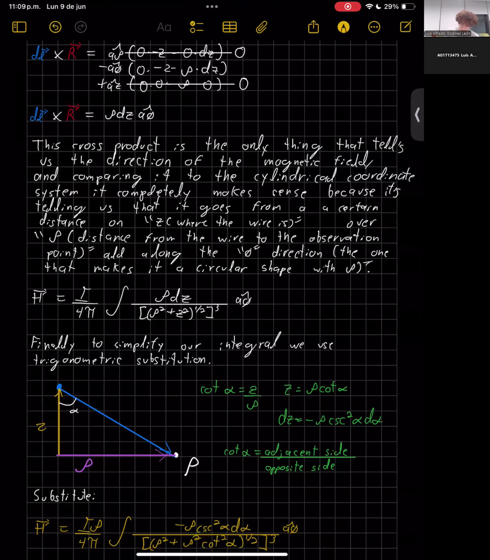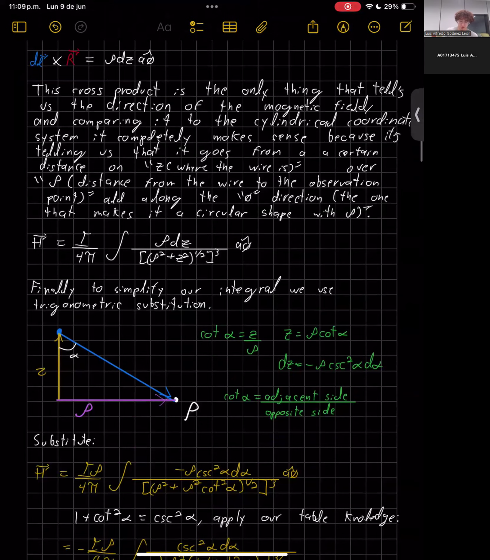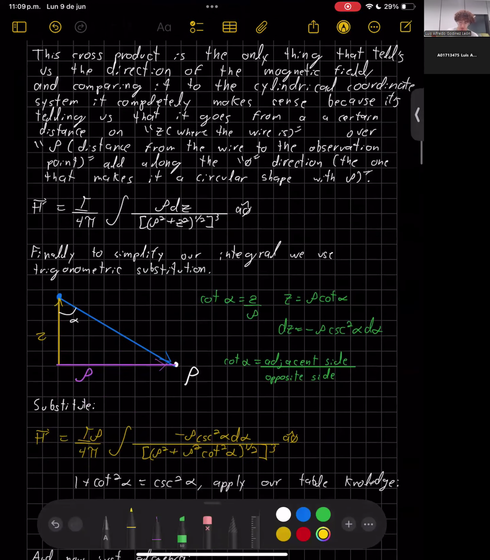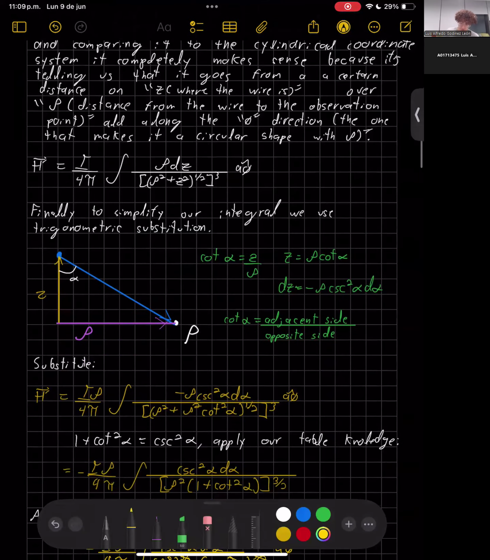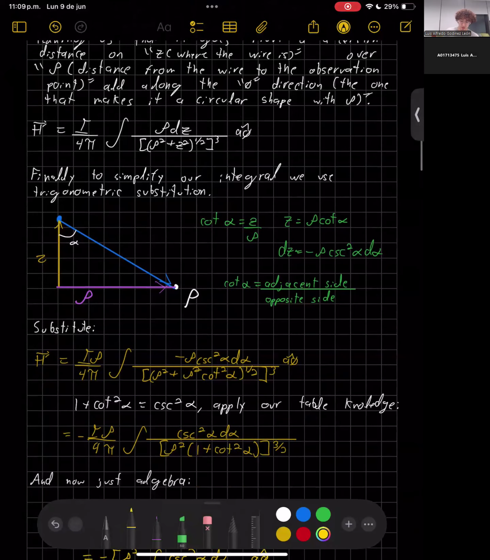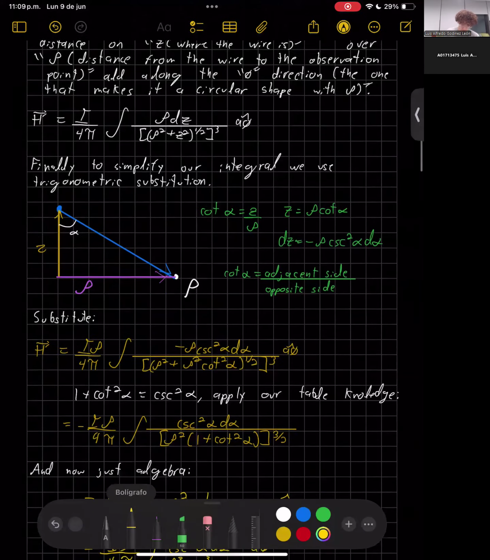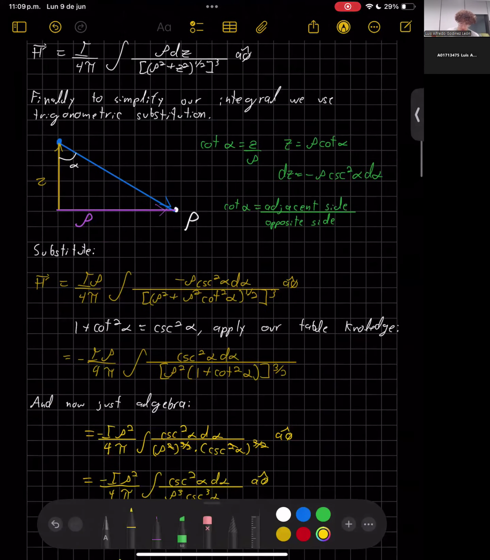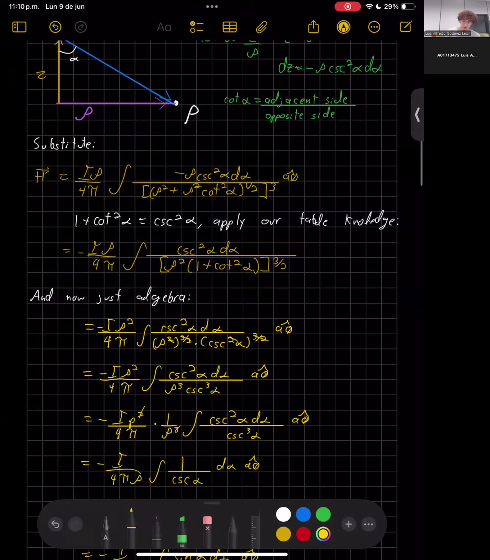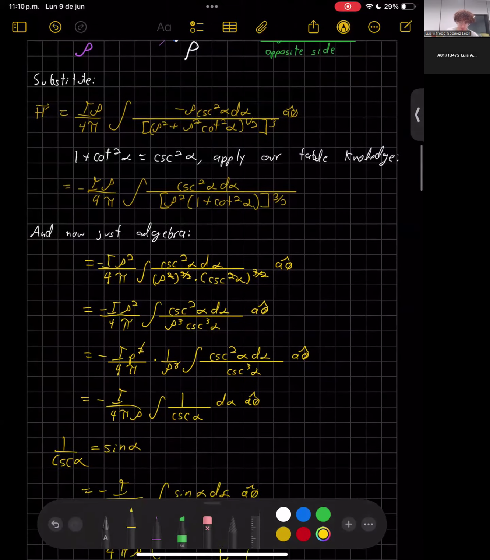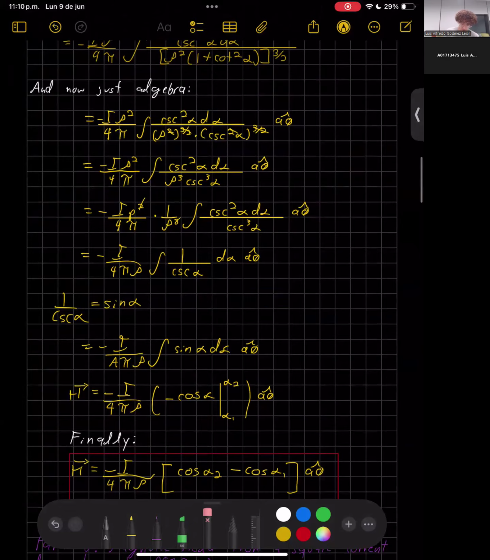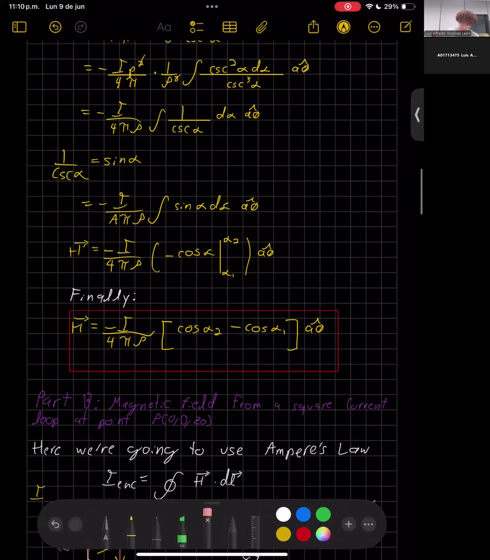And finally, to simplify our integral, we use a trigonometric substitution to get an easier result. In this case, we're going to be using the cotangent of the angle, being the angle the one over here. We do the substitution, and then we apply some algebra to finally get this equation in red.